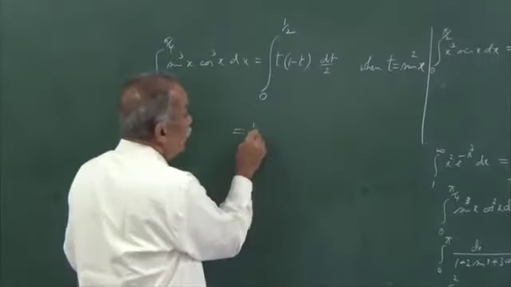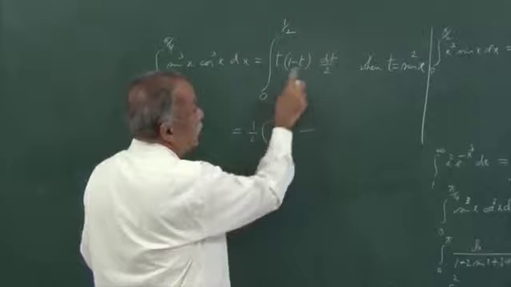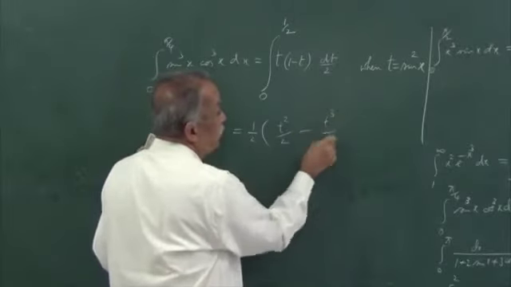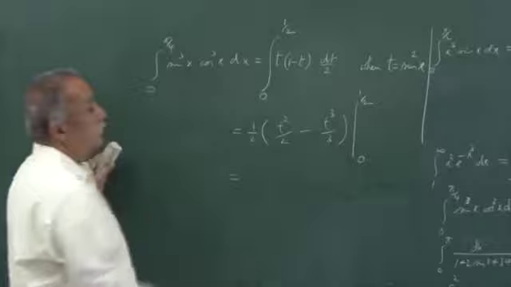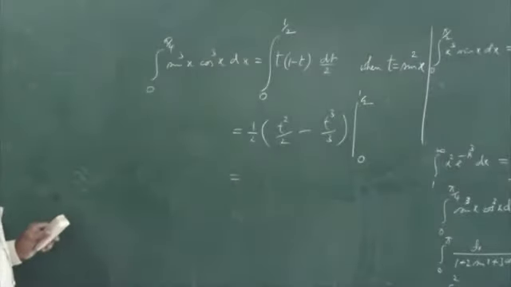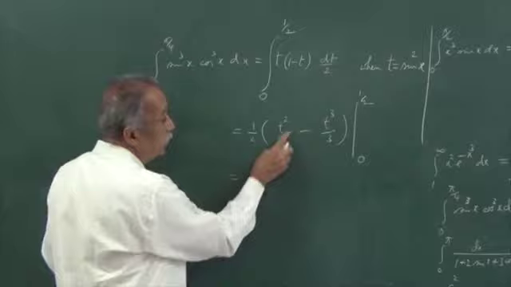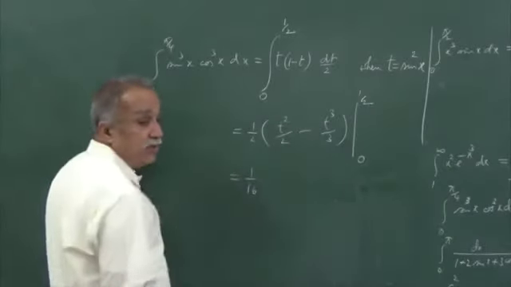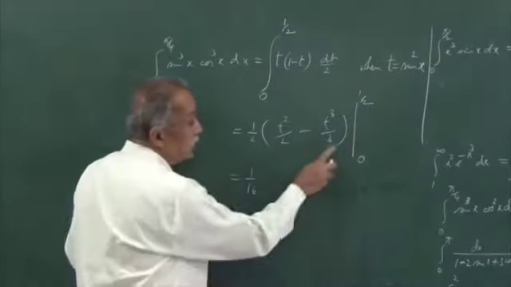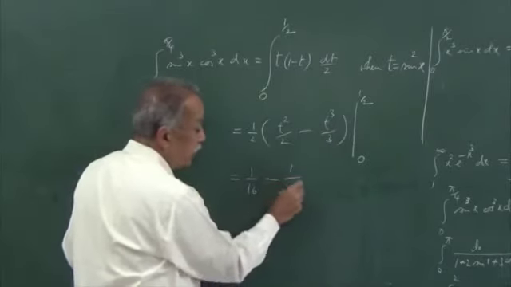Integral will be half of the integral of t, which is t square by 2, and the integral of t square is t cube by 3, with limits 0 and half. Applying the limits, 1/4 of 1 by 4 is 1 by 16, at the lower limit the value is 0, 1/6 of 1 by 8, so the answer is 1 by 48.